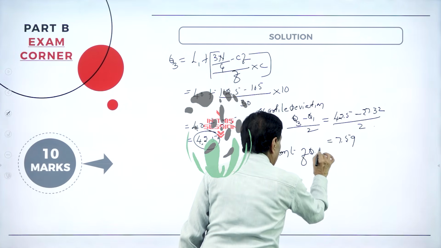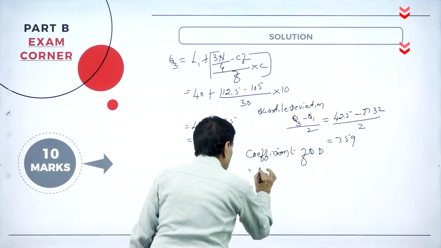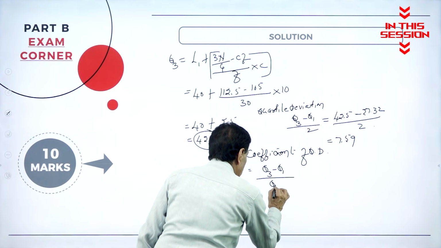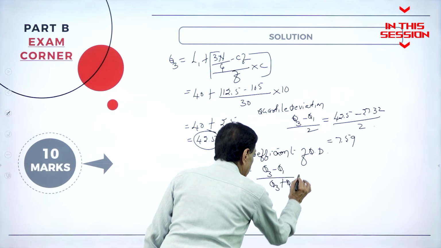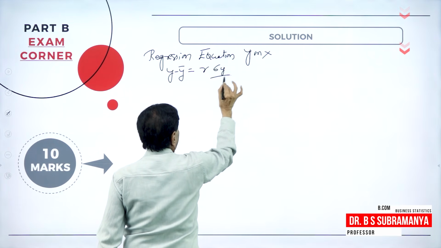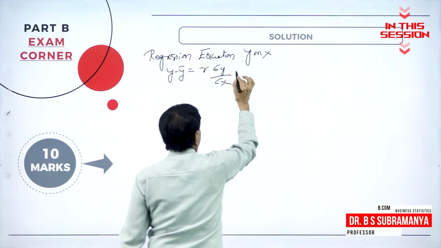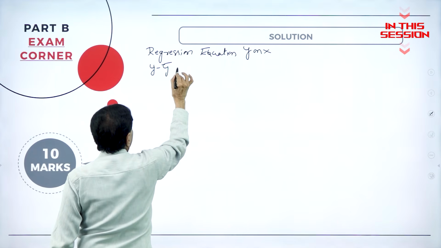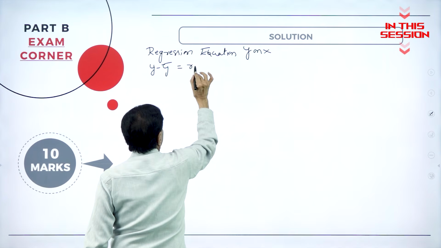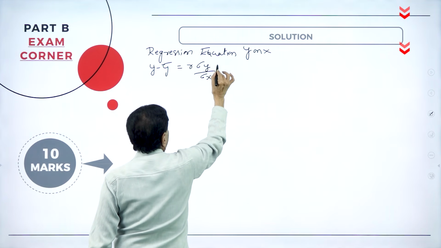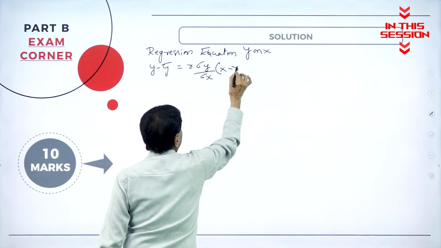Quartile deviation is equal to Q3 minus Q1 divided by Q3 plus Q1, or into standard deviation Y divided by standard deviation X into X minus X mean.